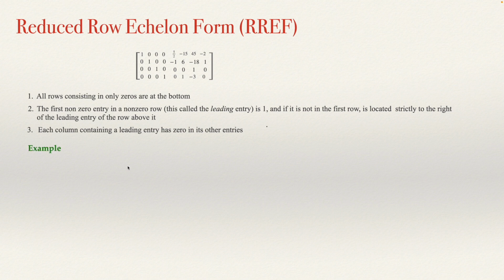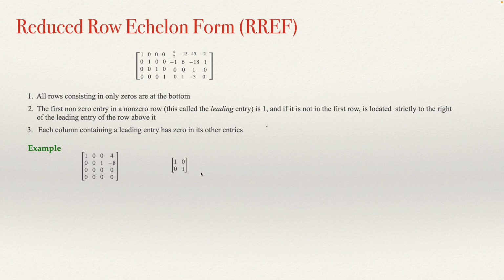Let's see other examples. For example, look at that. All the rows that have only 0 entries are at the bottom. And if you notice, the first non-zero entry of each of the other rows is a 1. Look at that. This is a 1, this is a 1. And you will also notice the third condition, that in each column where you find a leading entry, the other entries are 0. You notice that this 1 is to the right of the 1 that is in the row above.